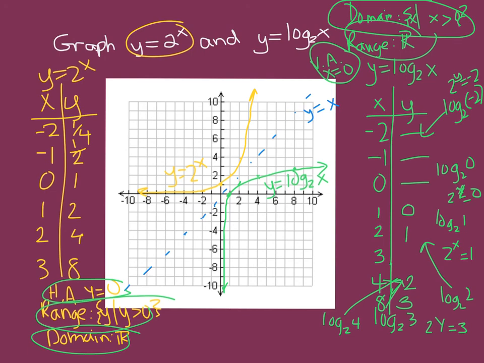Just remember that we do actually have asymptotes for both of these graphs, so you don't want to cross over either the x-axis for the exponential, and you don't want to cross over the y-axis for the logarithmic. And the other thing is that the range of the log is all real numbers. That means it's going to go up forever and ever and ever. It goes up slowly, but it does go up forever and ever.